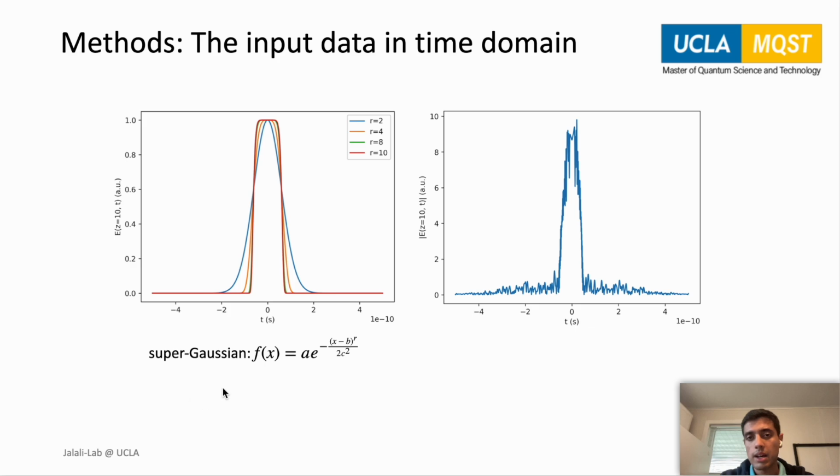Here is an example of the input data in the time domain. So on the left, you have super Gaussian pulses, which are given by this function. And on the right, you have a randomly modulated Gaussian pulse. So the super Gaussian pulse is a purely real pulse, and it has no complex phase to it, whereas the randomly modulated Gaussian is a complex pulse, and in this figure, we have just plotted the absolute value of it.